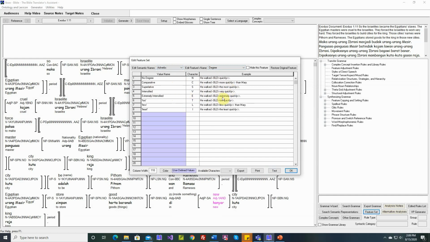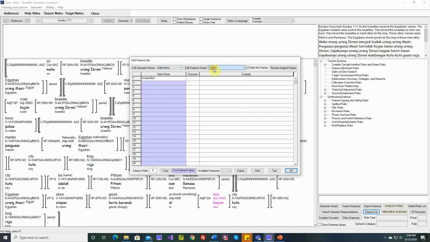Extremely intensified, he walked extremely quickly. Too, he walked too quickly. He walked less quickly than Mary. He walked the least quickly. And adverbs only have that one feature called degree.